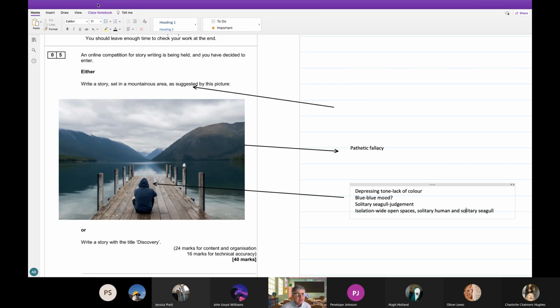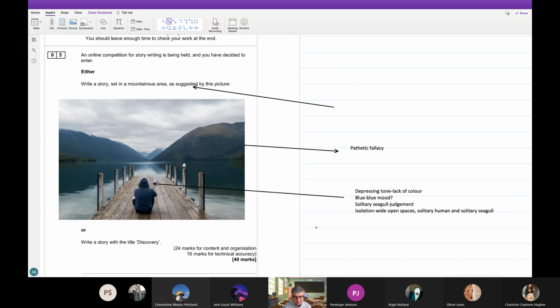Clem, how do you react to this image? It looks depressing, but it also looks very peaceful. Good. Now, why do you say peaceful? Because everything looks so still. Yeah, good. There's no movement. So, picking up on the ideas about pathetic fallacy, how could that reflect his mood? What is he feeling, maybe, he or she, inwardly?